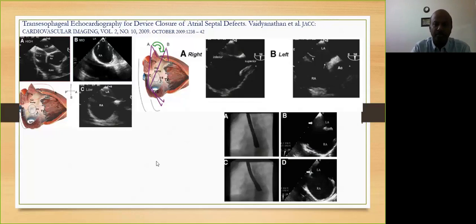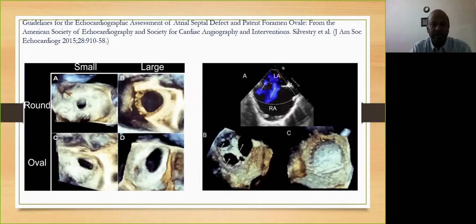This is an image of the three-dimensional images acquired during transesophageal echocardiography, which can give you a good idea about the morphology of the secundum ASD, and if there are multiple fenestrations, the morphology of each of these, to determine whether they are suitable for multiple devices to be used for closure or to go for surgical closure like what is done here.